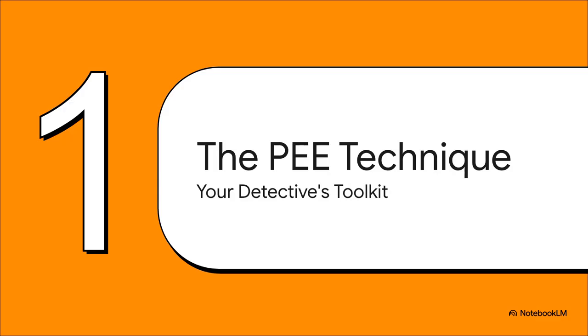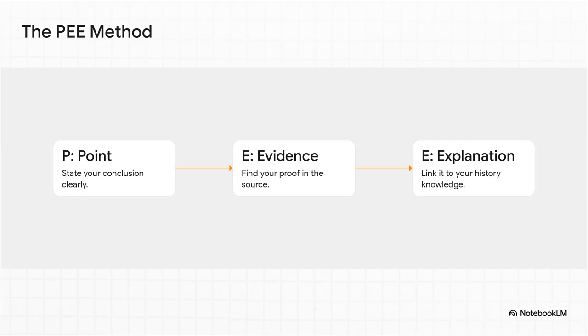Now, every good detective needs a toolkit, right? Well, yours is a super powerful technique called PEE. It sounds simple, and it is, but it's going to be your best friend for pretty much every SBQ you ever face. So what on earth is PEE? It just stands for point, evidence, and explanation.